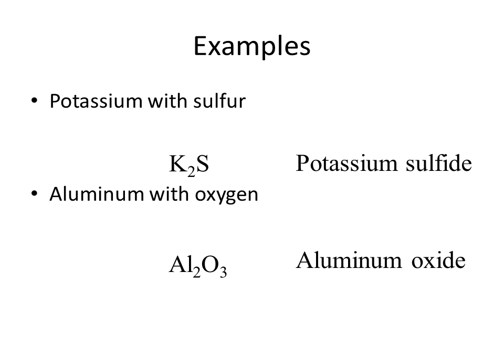Let's look at examples of how we name compounds that are metals with nonmetals. If we combine potassium with sulfur, we're going to name the compound potassium sulfide. We know how to write the compound from the name because we know how to charge balance potassium and sulfur together. If we put aluminum with oxygen, it makes this compound.